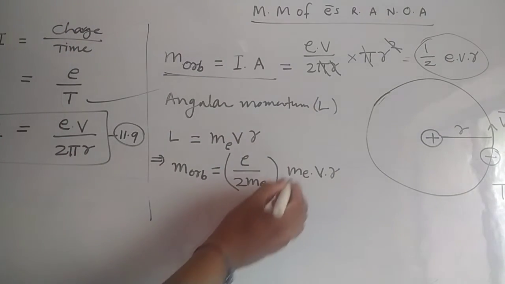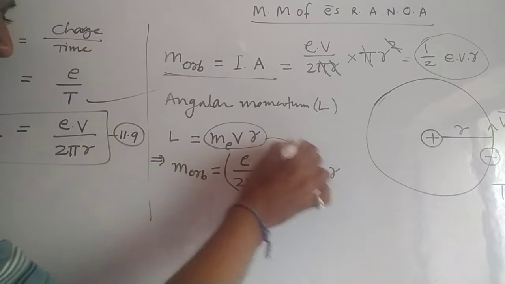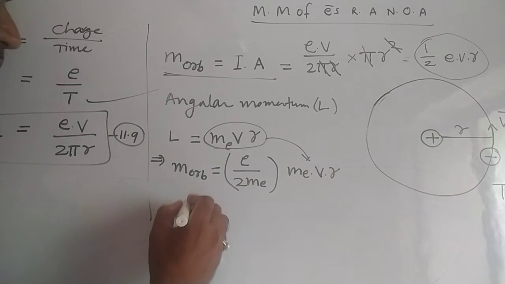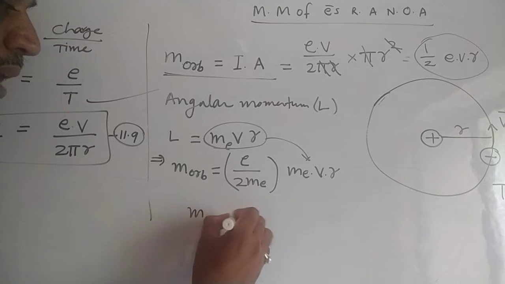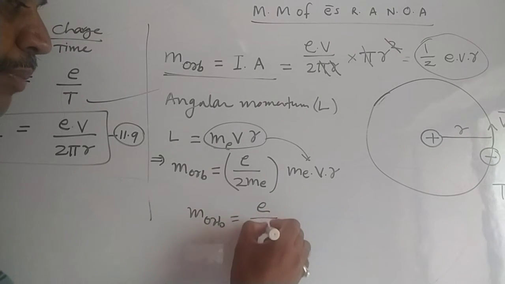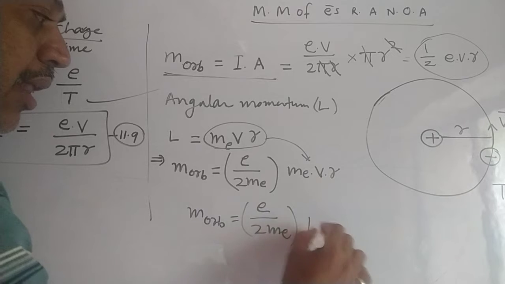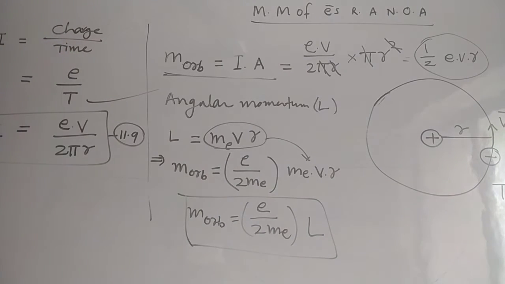We get this. Now me into vr, just look at this. This is nothing but this part, so this is nothing but L. So you can write orbital magnetic dipole moment is equal to E divided by twice me into L. So this equation gives us a relation between orbital magnetic dipole moment and angular momentum. They are related to each other with a constant E divided by twice me. This E divided by twice me is said to be the gyromagnetic ratio. Remember, and this equation we have written in magnitude.